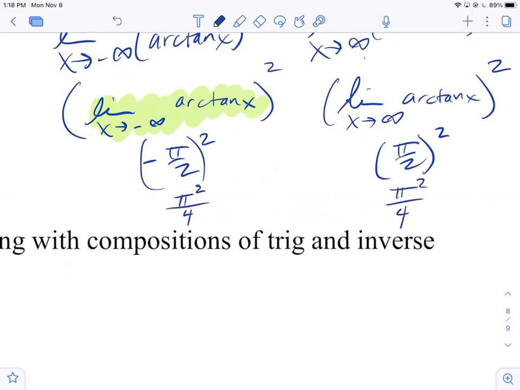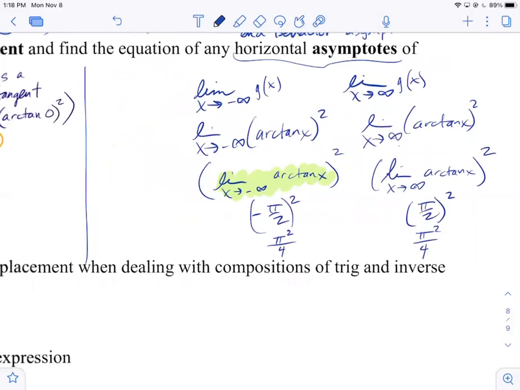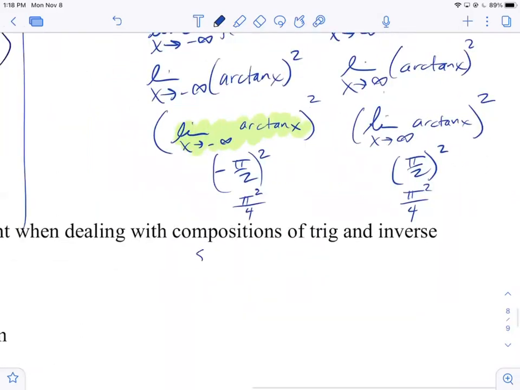they're both the same. So does this function g of x have a horizontal asymptote? Yes, let's put it down here. So g of x has a HA at y equals pi squared fourths. There's only one, because it's only one number, and it affects the graph on both sides.